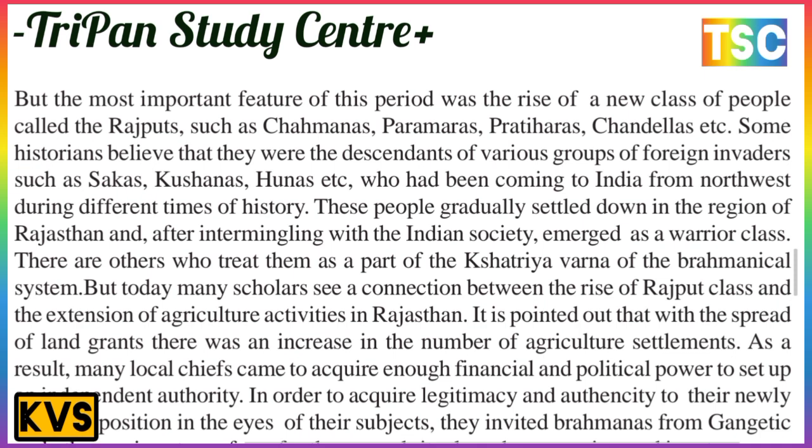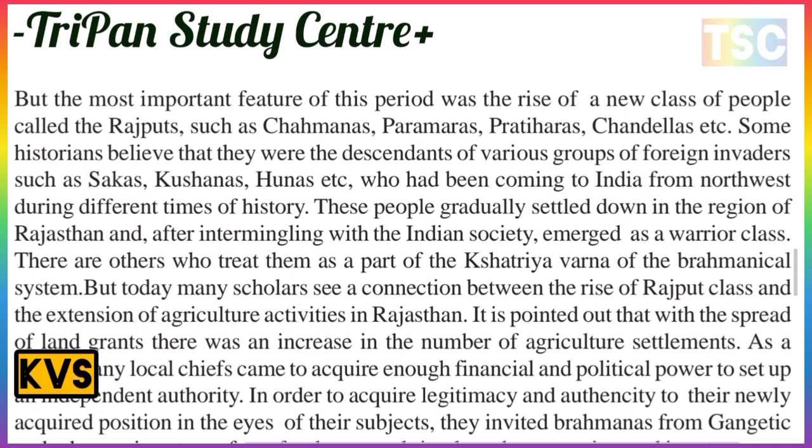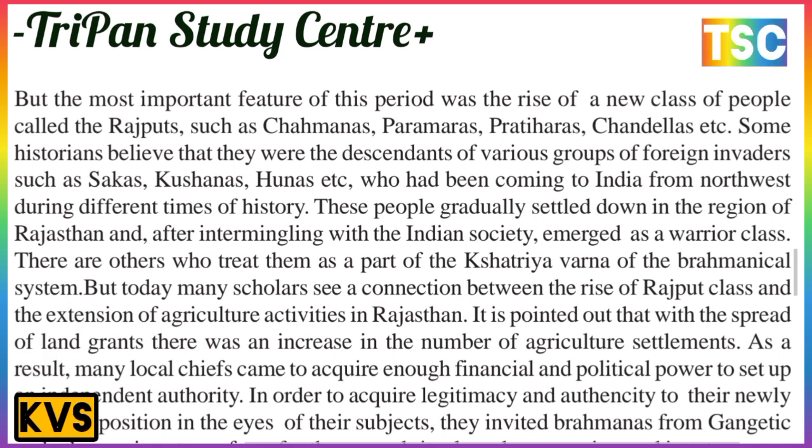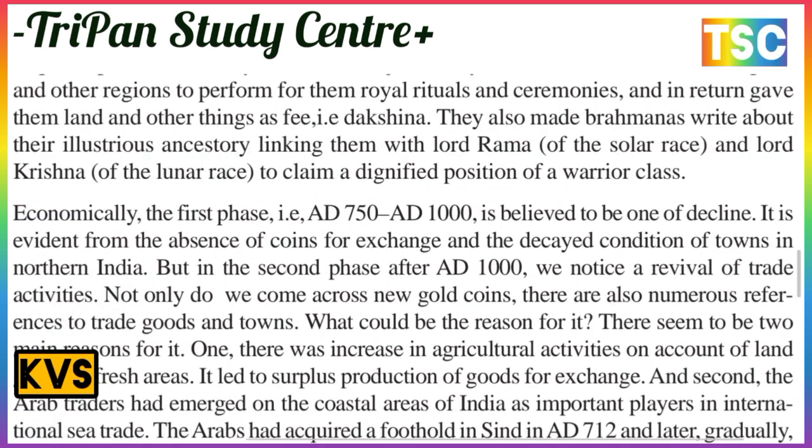Others say they were treated as part of the Kshatriyas of the Brahminical system. But today many scholars see a connection between the rise of the Rajput class and the extension of agricultural activity in Rajasthan. It is pointed out that the spread of land grants increased the number of agricultural settlements. As a result, many local chiefs acquired enough financial and political power to set themselves up as important authorities. In order to acquire legitimacy and authority for their newly acquired position in the eyes of their subjects, they invited Brahmins from Gangotri and other regions to perform royal rituals and ceremonies for them.